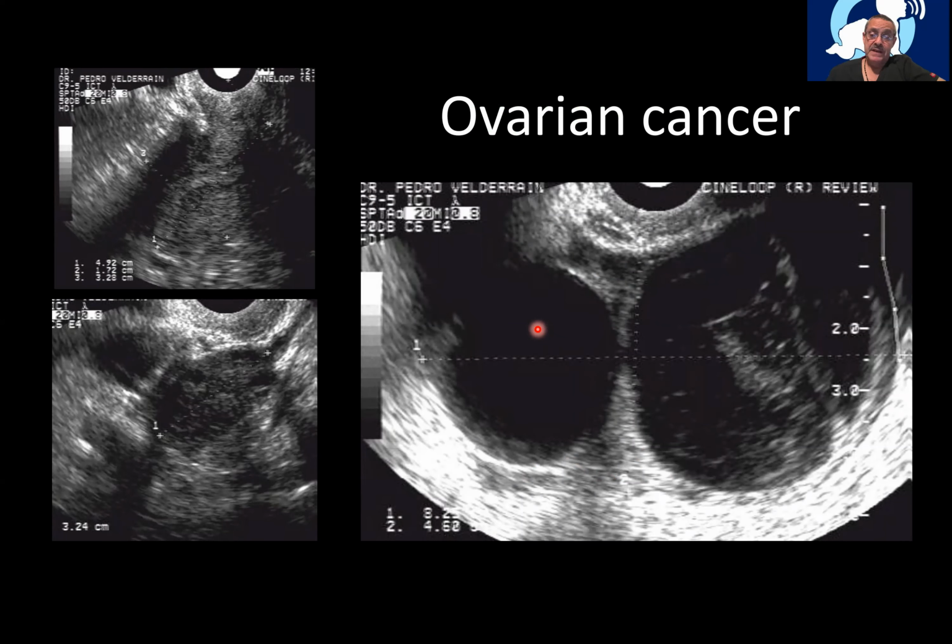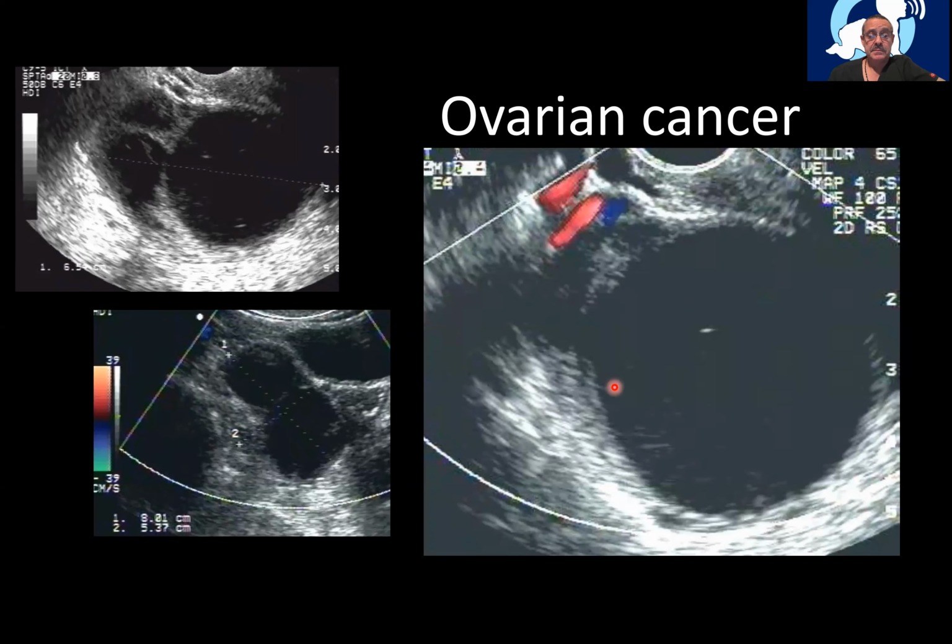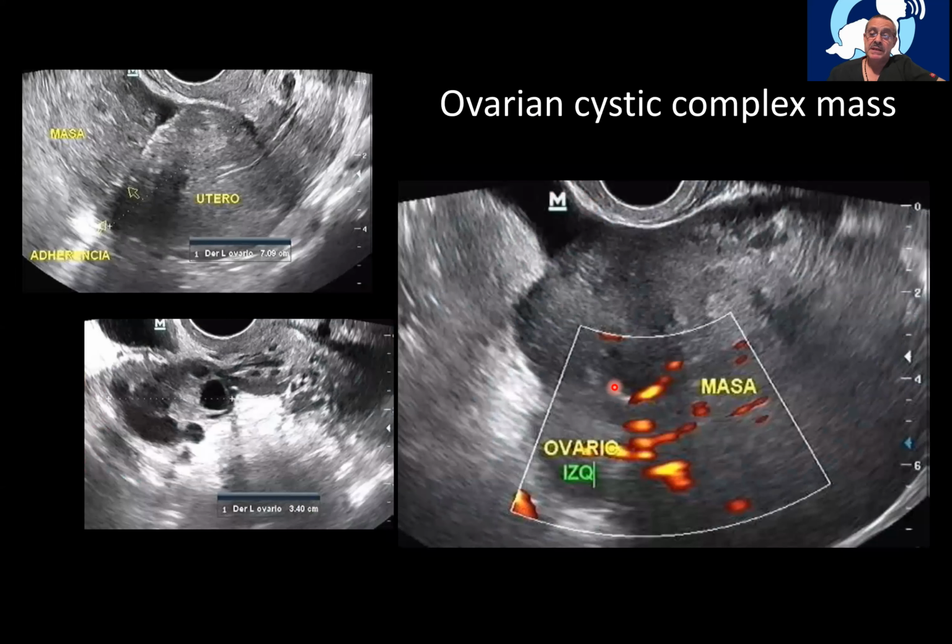Another case of cancer in a more mature woman, which usually shows like a complex septated with echoes inside mass. Still cyst, which is not all black inside cyst, but complex with septations. Same patient, same mass.